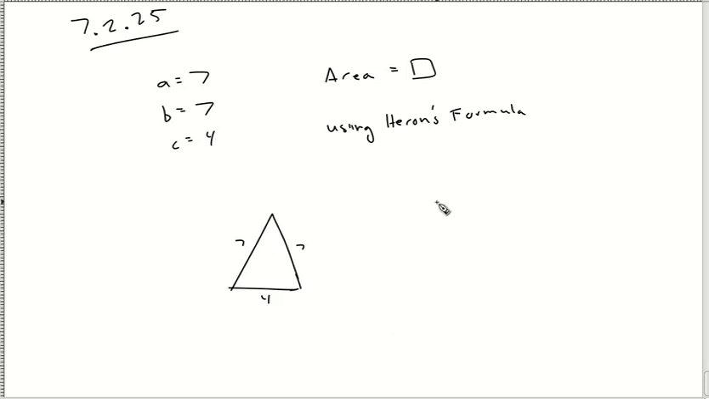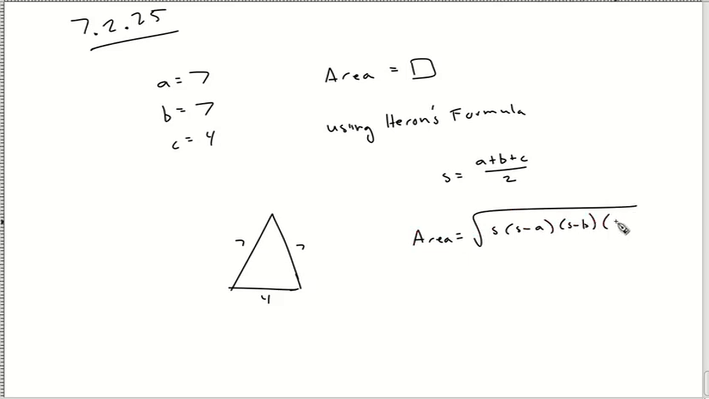Okay, so how do we do this? Well, Heron's formula is a 2-part problem. So little s is equal to a plus b plus c all over 2. I know it's a little bit of an odd formula there, but then my area, the actual area, is going to be the square root of s times s minus a times s minus b times s minus c. And so I need to find s first. So that's going to be 7 plus 7 plus 4 all over 2. 18 over 2 is 9. So I'm going to put 9s all over the place.